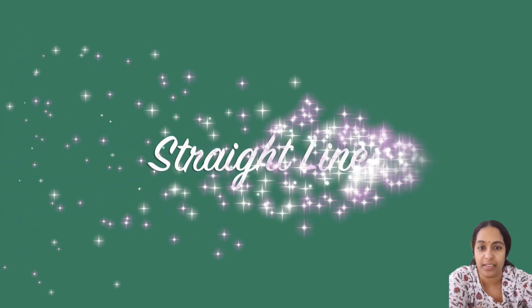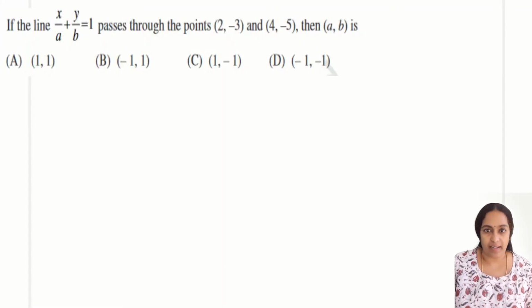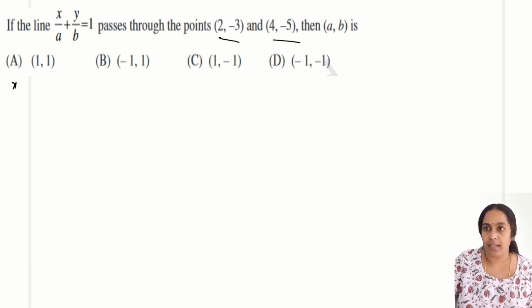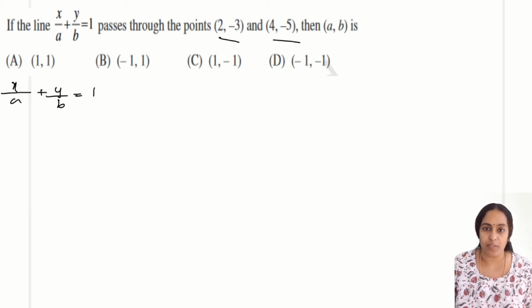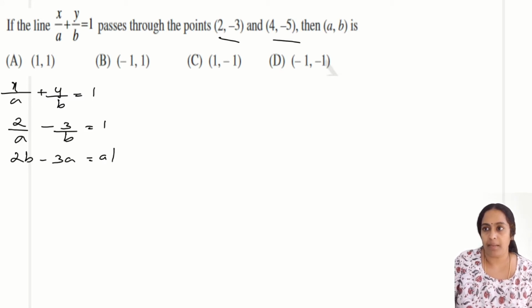Hello everyone. So children, today we'll solve some HOTS questions from straight lines chapter. First question is, if the line x by a plus y by b equals 1 passes through the point 2, minus 3 and 4, minus 5, then ab is asked in the question. So the line is passing through the point 2, minus 3, which means the point will satisfy the equation of the line. So 2 by a minus 3 by b equals 1, 2b minus 3a equals ab.